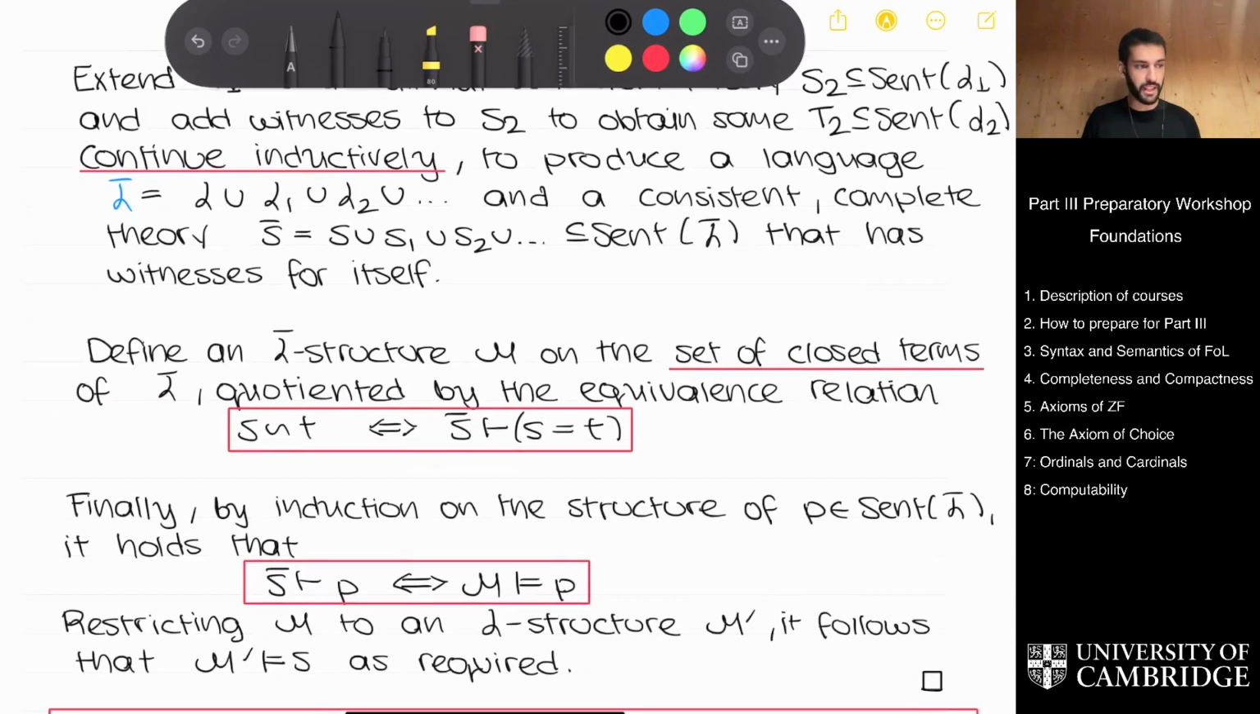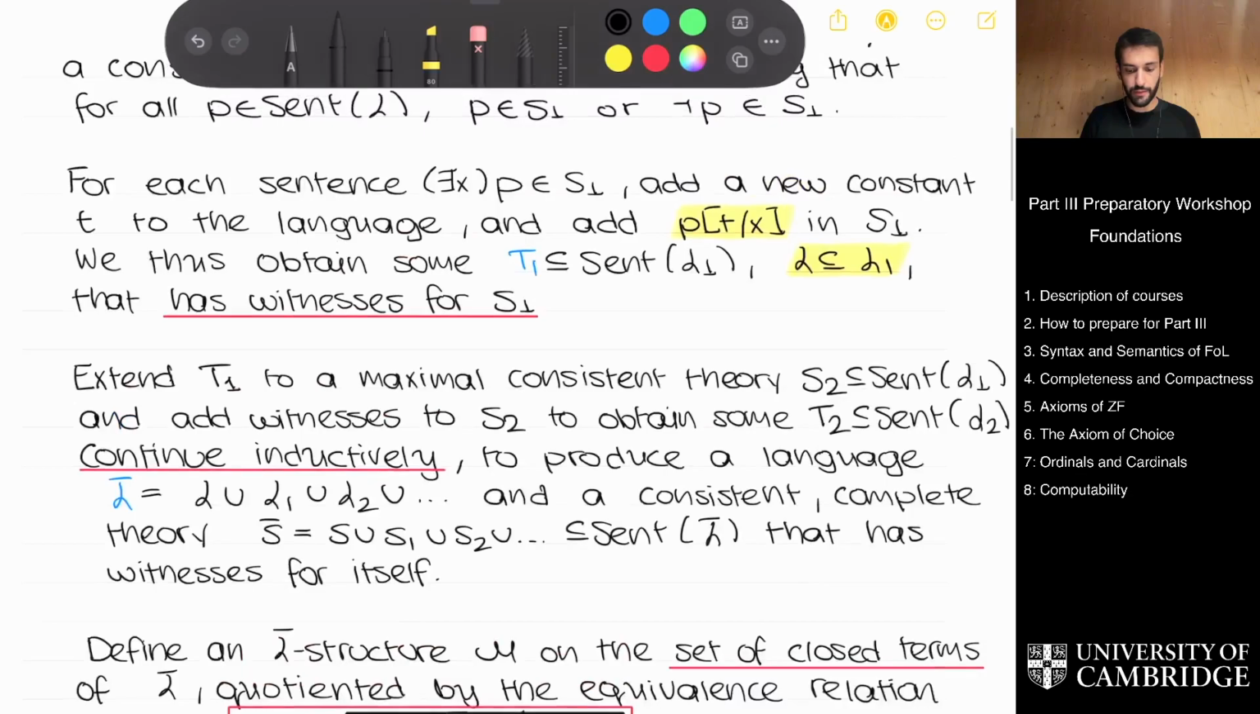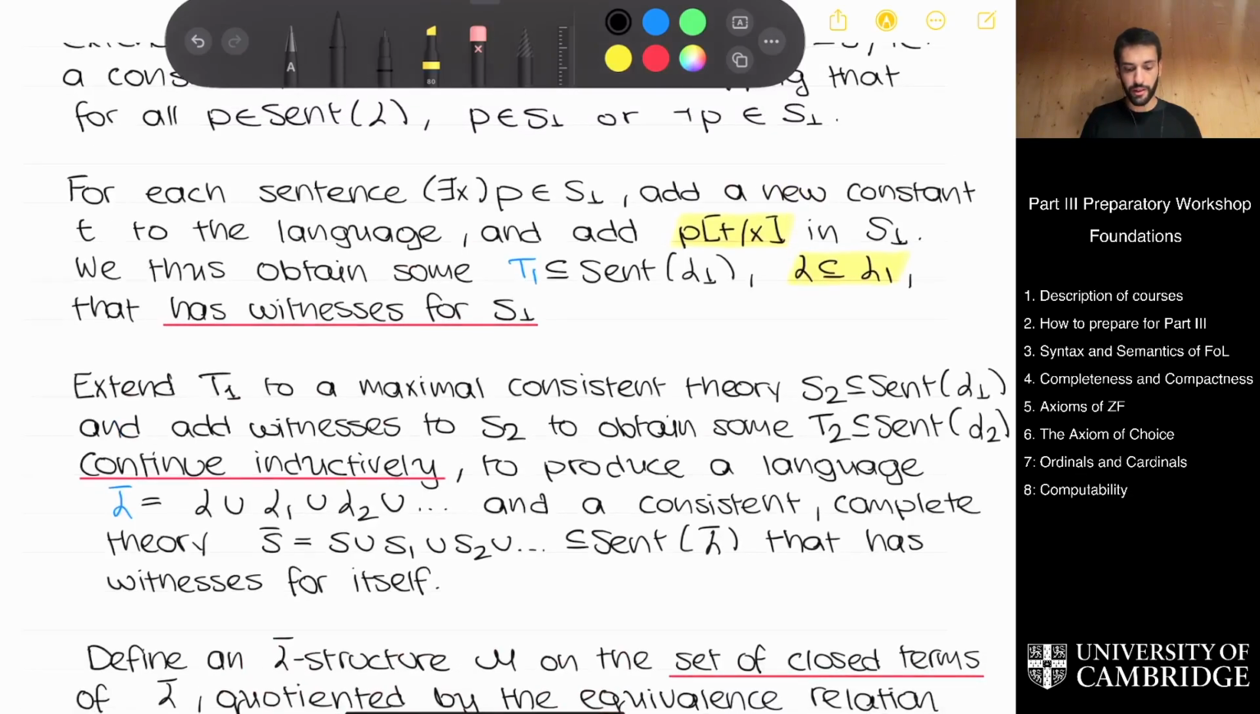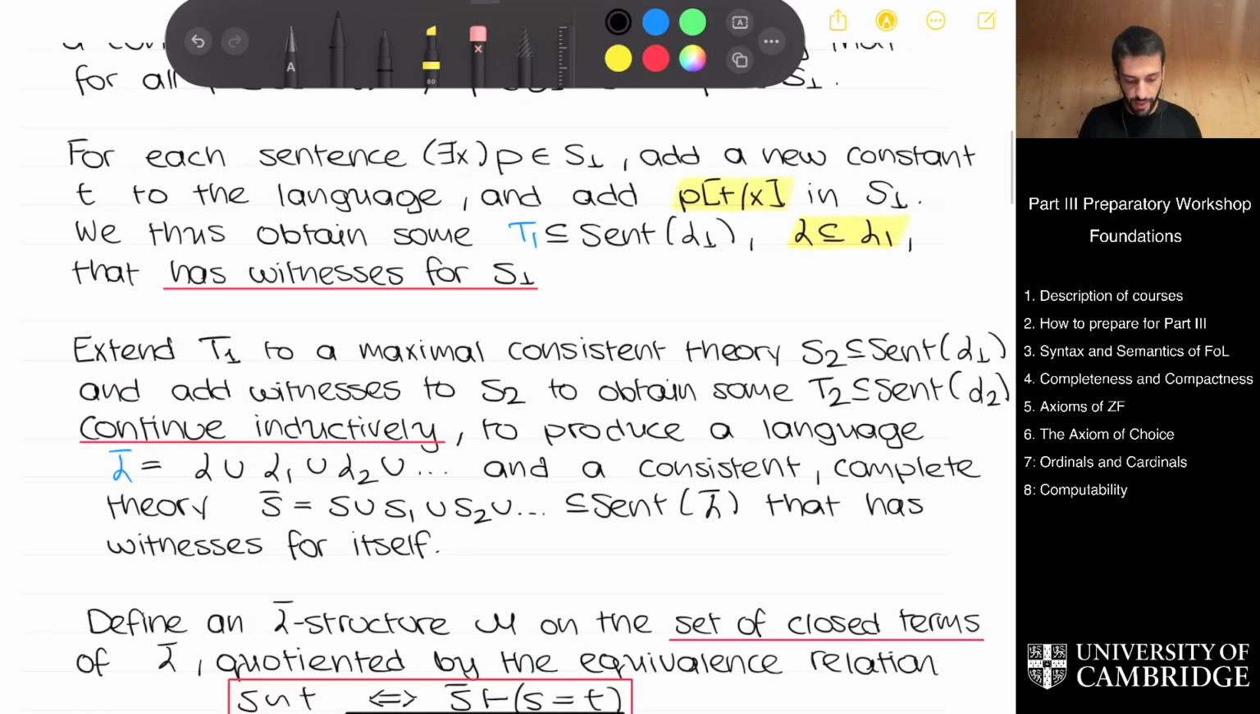Okay, so the fact that it has witnesses for itself, it's not 100% trivial, but it's something that you can show by induction. The idea is that if you take some sentence of the form, there exists P, which is in this S', it must be that it is in one of the S_i, and because it is in one of the S_i, then in S_{i+1} we can find a witness for it. And now this witness is back in S', so S' has witnesses for itself.